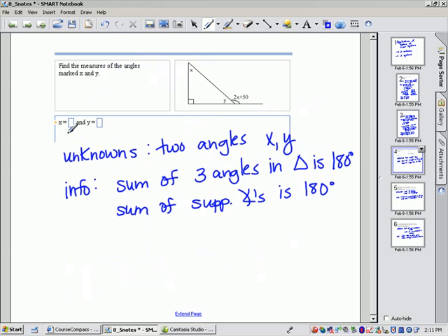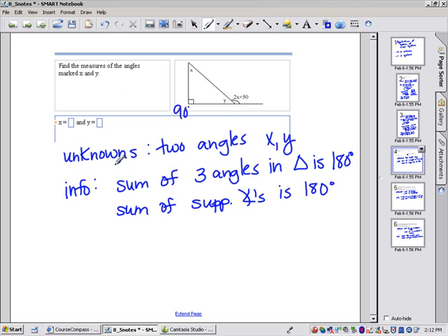Our next example deals with triangles and angles. It says to find the measures of the angles marked x and y, where we're given a right triangle with x and y being the two unknown values. Remember, the right angle is understood to be 90 degrees. And then we're also given this relationship here. These are supplementary angles, that is, the two together form a line.